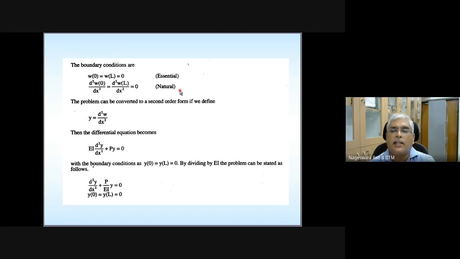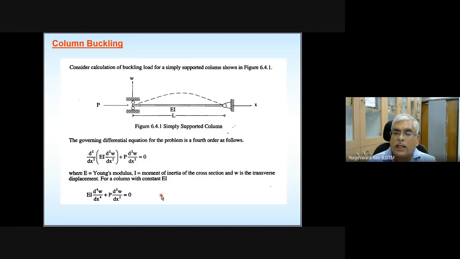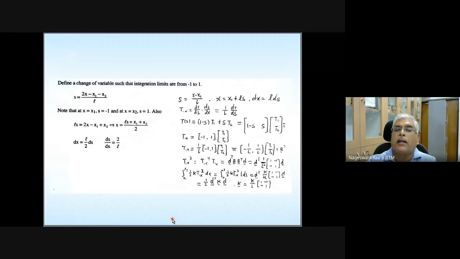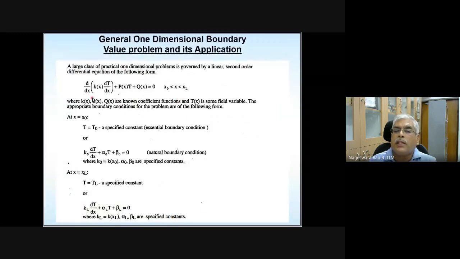And please note that what we are seeing now for column buckling is a fourth order differential equation. Whereas so far, in the last class and today's class, we were discussing the general one-dimensional boundary value problem. This is the boundary value problem we are looking at, which is a second order differential equation. Whatever element equation that you derived here can be applied to solve that column buckling problem, which I just showed you. But how can I solve it? That is a fourth order differential equation, whereas this is a second order differential equation.